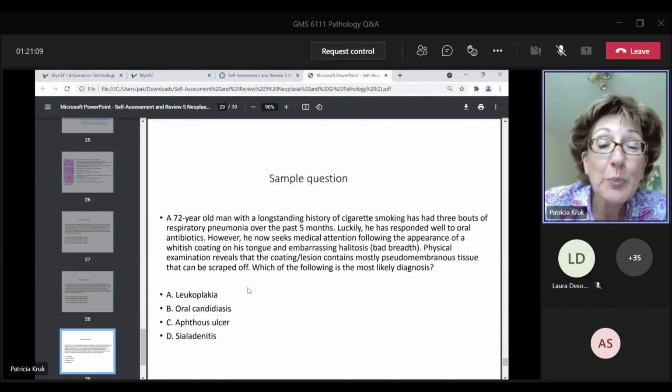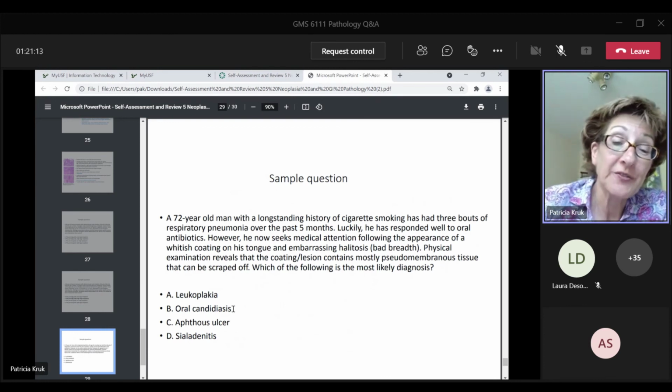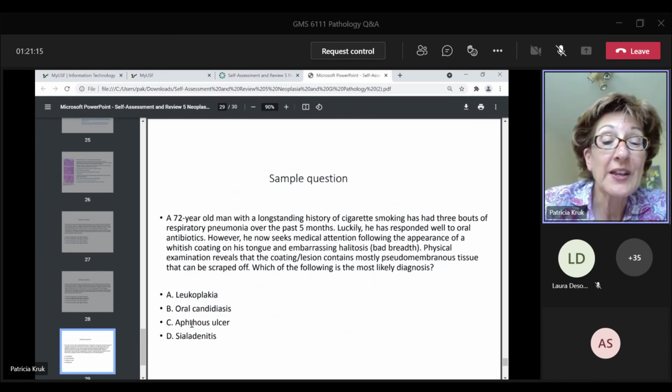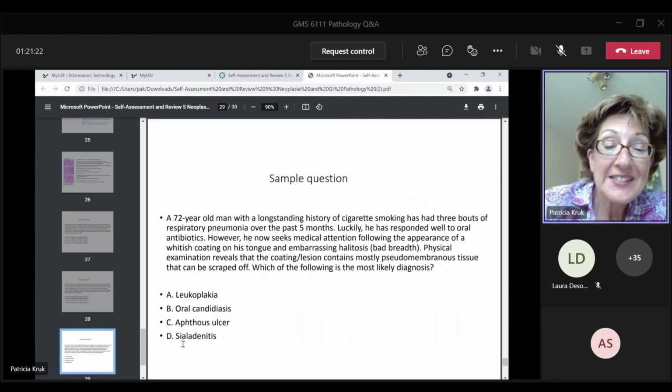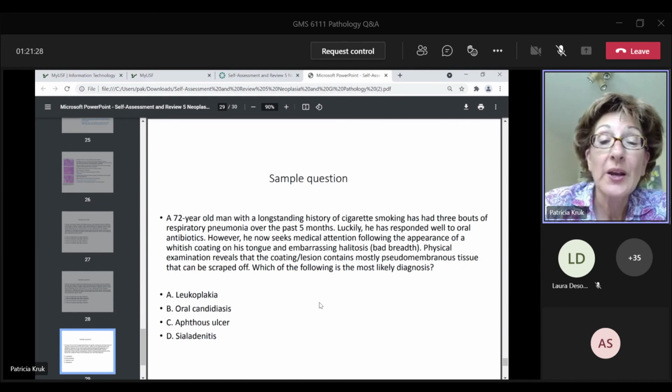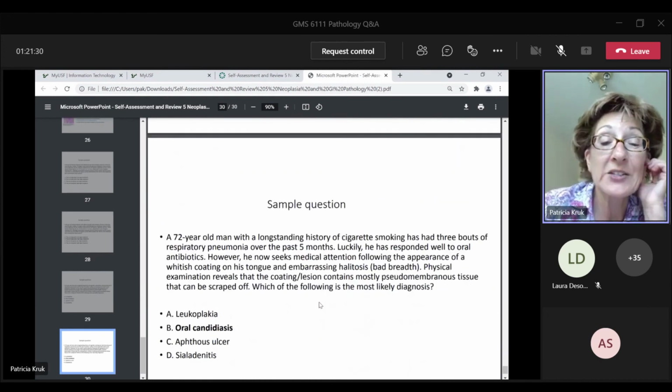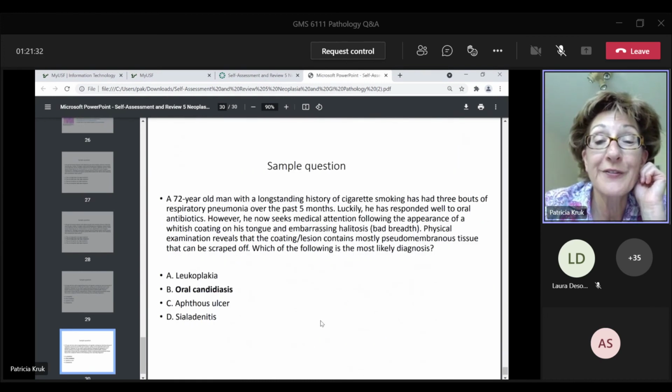Does he have leukoplakia, oral candidiasis, which is basically a fungal thrush infection? Does he have an aphthous ulcer, like a canker sore, because those look like little white lesions? Or does he have sialadenitis, inflammation of one of the salivary glands? When we look at this, the correct answer is going to be that he has a fungal infection.